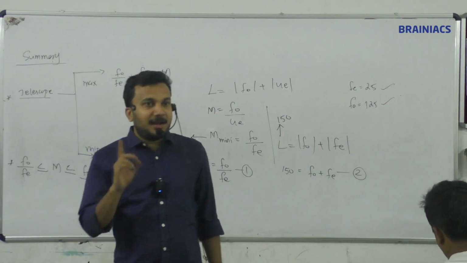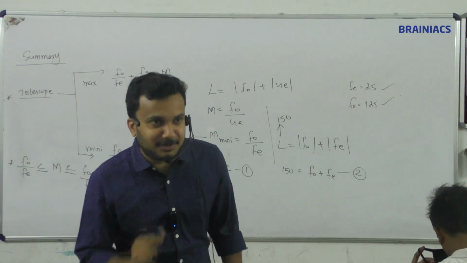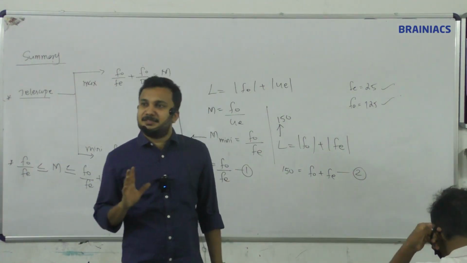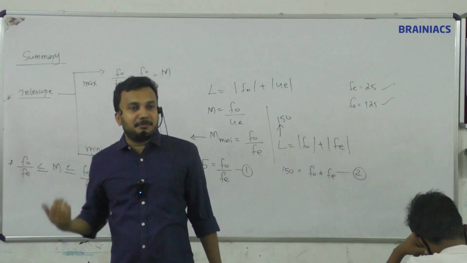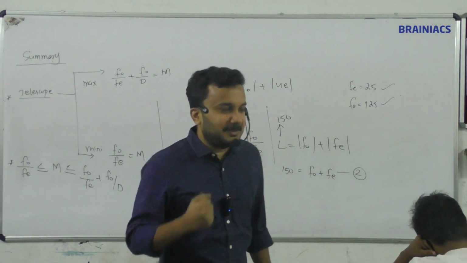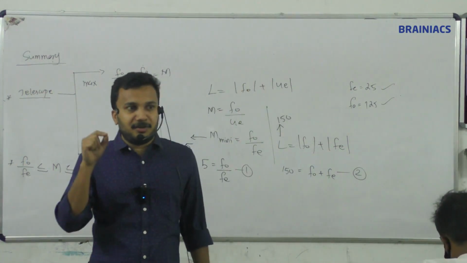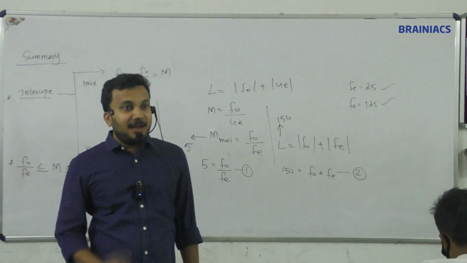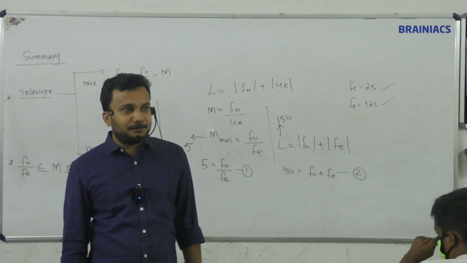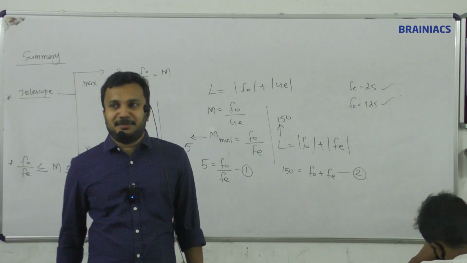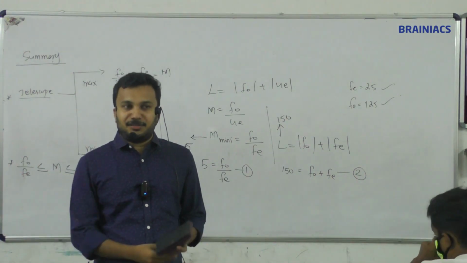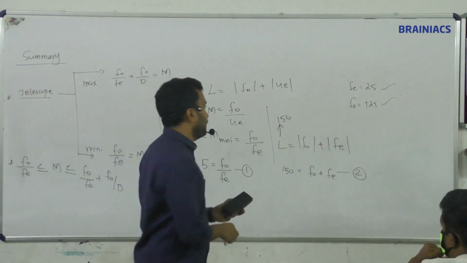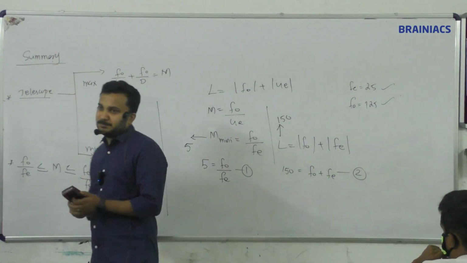Correct, you are correct. In that case, the length of the microscope is what? v0 plus UE, no change. Now for minimum magnification, it is v0 by u0 into d by fe. In that case, the length is equal to v0 plus fe. Now you compare the two length formulas of microscope and the two length formulas of telescope.